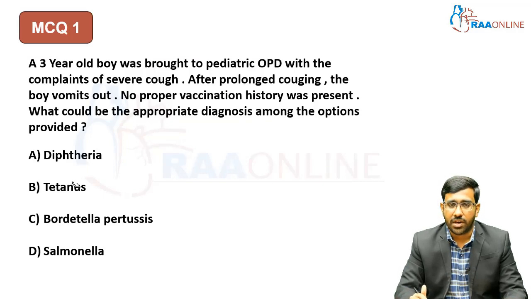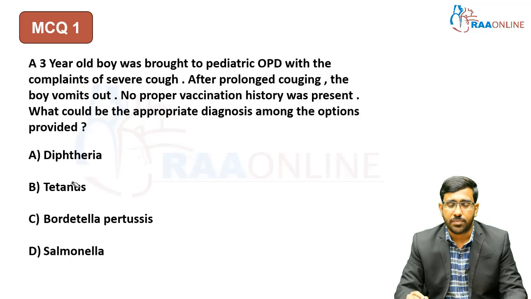Here we are provided with a case scenario where a 3-year-old boy was brought to the pediatric outpatient department with the complaint of severe cough. After prolonged coughing, the boy vomits, and no proper vaccination history was present. What could be the appropriate diagnosis among the options provided? The options are diphtheria, tetanus, Bordetella pertussis and salmonella.